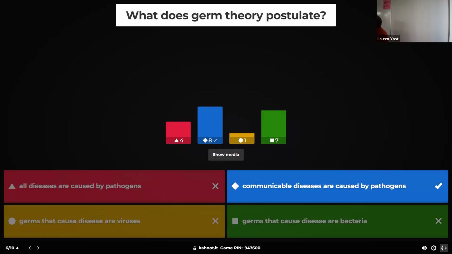And they used to think if they left their meat out on a tabletop and it got maggots on it, that those spontaneously generated from the meat. They had no idea about things that were microscopic. And so this guy, Louis Pasteur, is the guy that's famous for this.